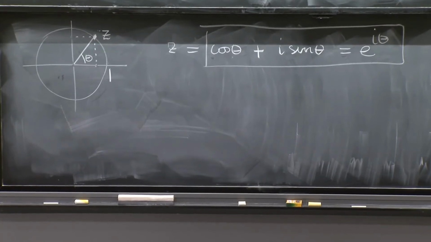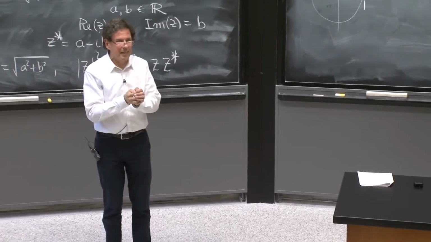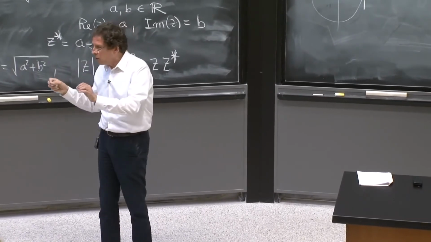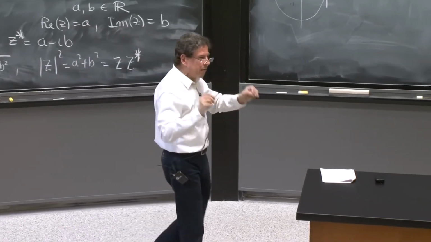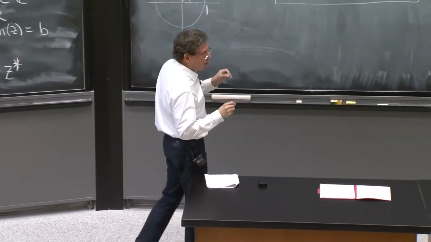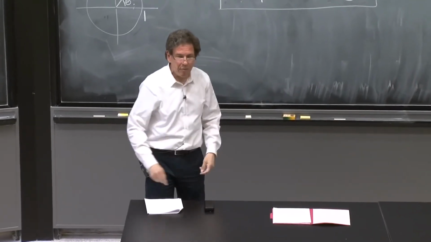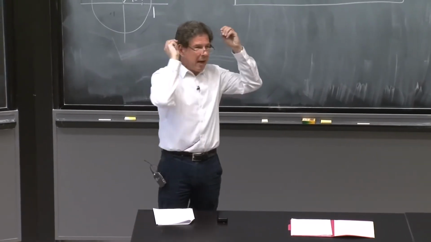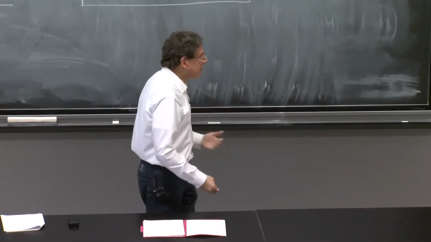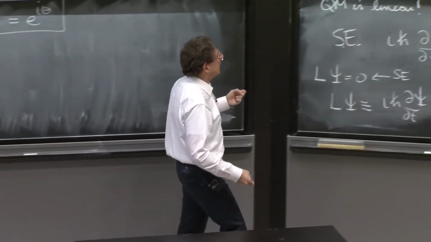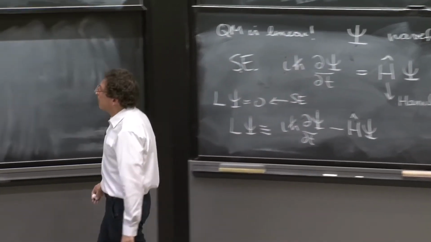Complex numbers, you use them in electromagnetism. You sometimes use them in classical mechanics, but you always used them in an auxiliary way. It was not directly relevant because the electric field is real, the position is real, the velocity is real, everything is real, and the equations are real. On the other hand, in quantum mechanics, the equation already has an i.